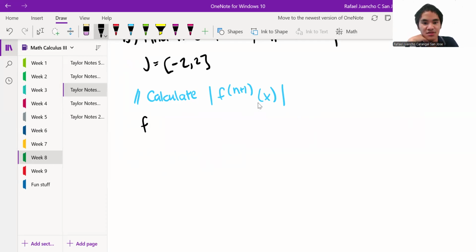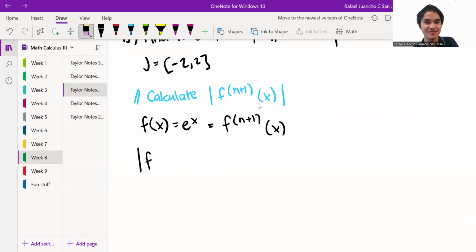What's our f of x? E to the x, right? Funny enough, if we take the nth derivative, what's funny is that this is all equal to the same thing. So if we take the absolute value of this thing, it's actually the same thing. So it's just e to the x, right? Because as we're taking derivatives, it's really the same thing.